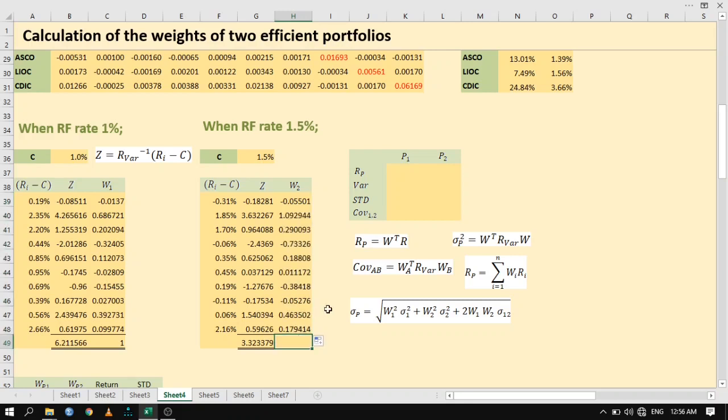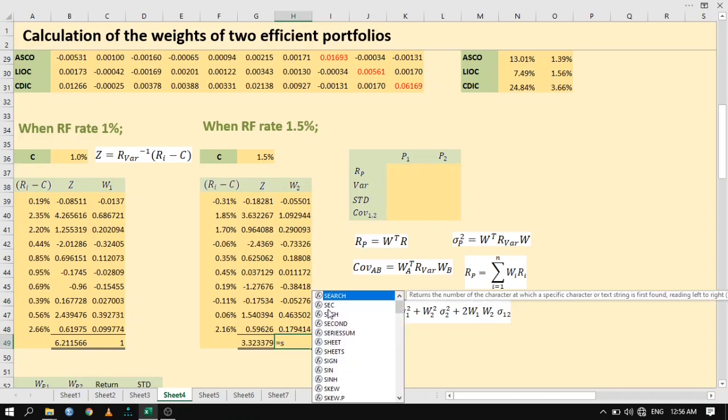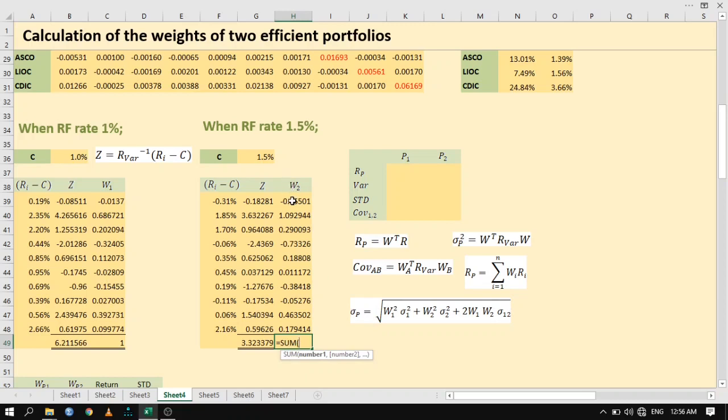and equal sum, just to verify whether these values are really weights, right? Okay, now we have two portfolios, portfolio 1 and portfolio 2, and weights of portfolio 1 and weights of portfolio 2. Now these two portfolios are actually efficient portfolios because we calculated these weights of these efficient portfolios. So this is efficient portfolio 1, this is efficient portfolio 2.